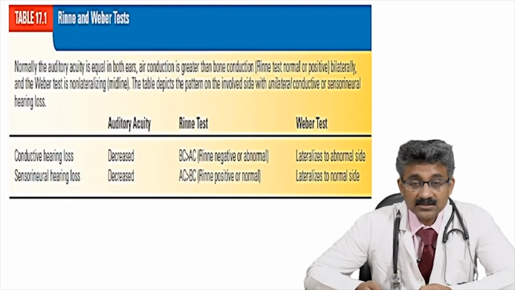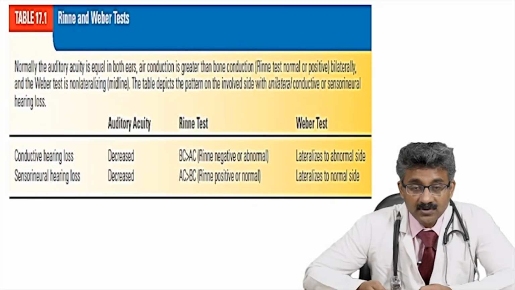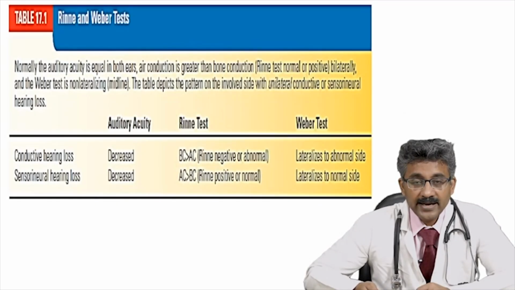So for the Rinne's and Weber's test, this is the interpretation. Normally air conduction is better than bone conduction, that is Rinne's positive. But in conductive hearing loss, bone conduction is better than air conduction, and Weber's will lateralize to the abnormal side. In sensorineural deafness, AC is better than BC, that is Rinne's is positive, but Weber's will lateralize to the normal ear. I already showed you how to examine Rinne's and Weber's test.